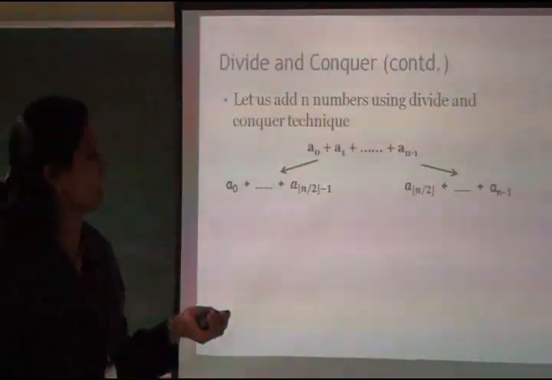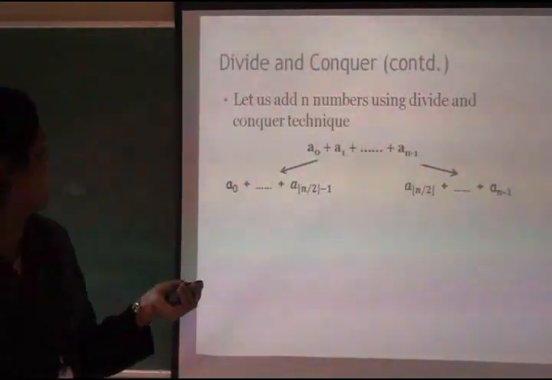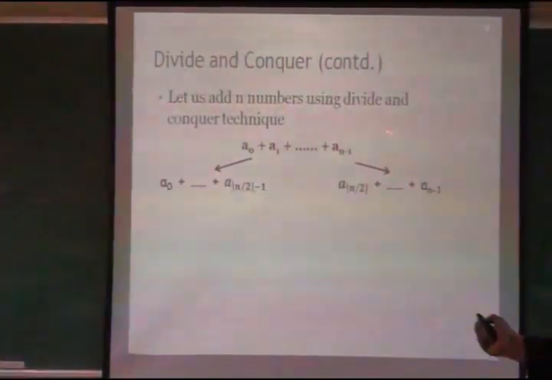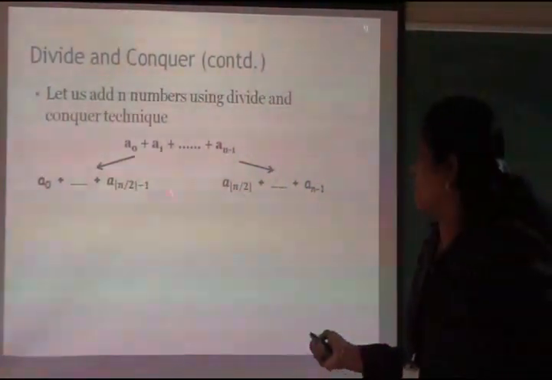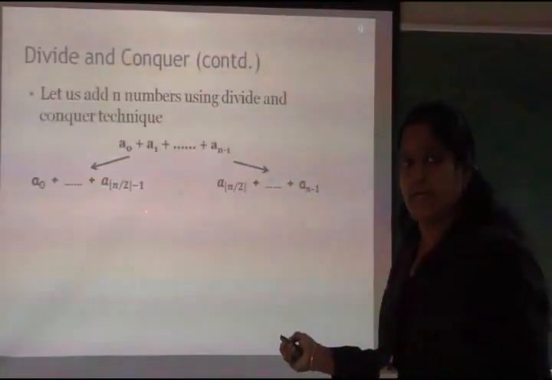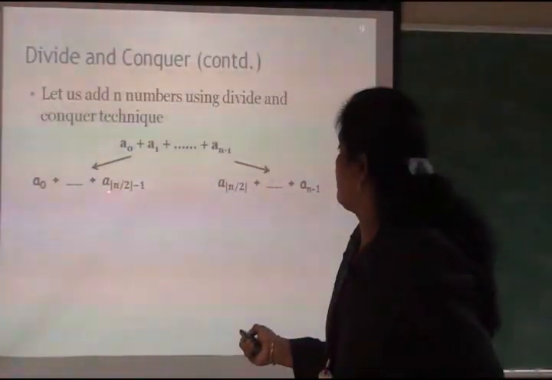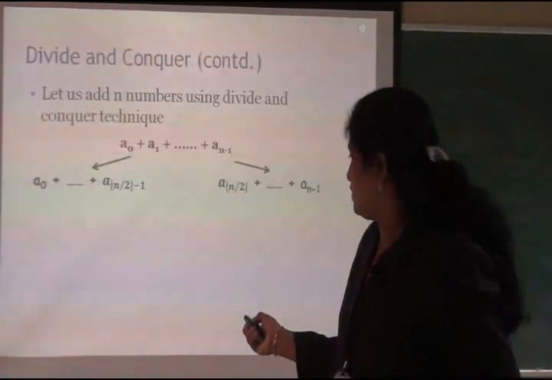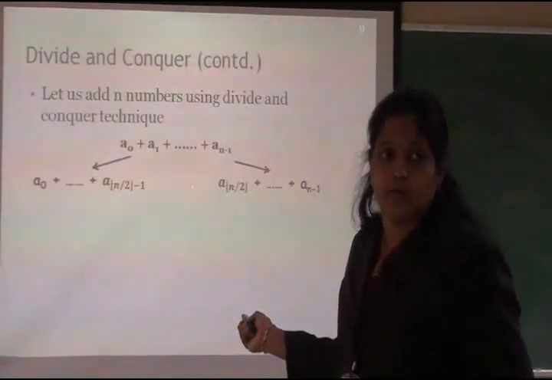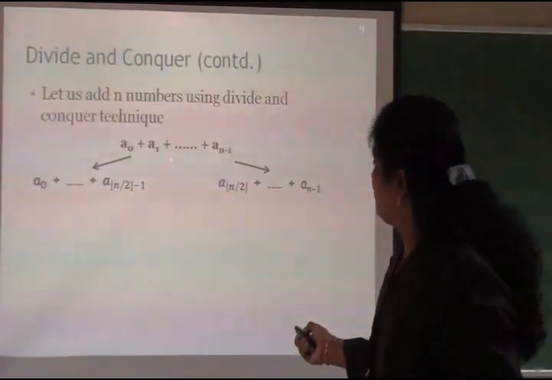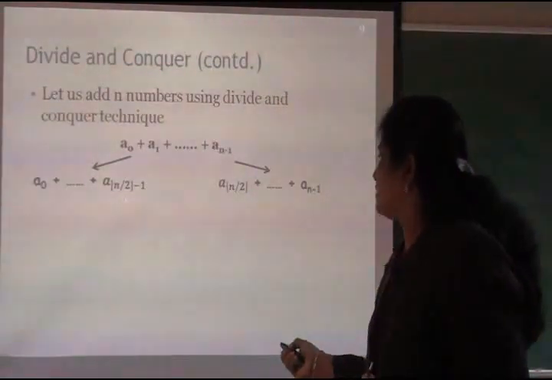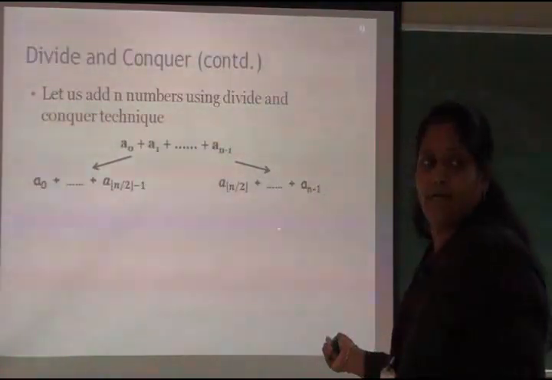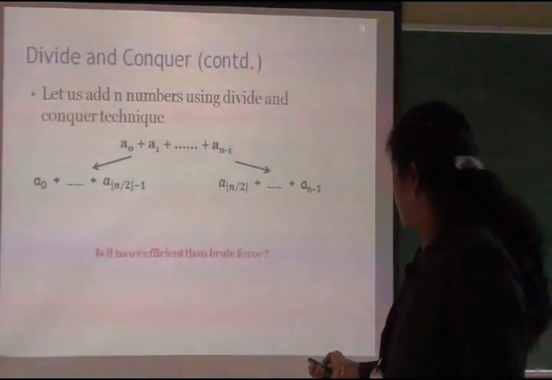So let us see an example. Suppose you want to add n numbers with the divide and conquer technique. The numbers a0 to a(n-1), since total number is n and we started from 0, so it is given as 0 to n minus 1, and you divide this problem into two categories: 0 to n by 2 minus 1, and n by 2 to n minus 1.